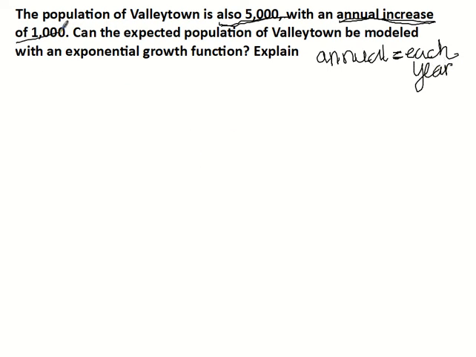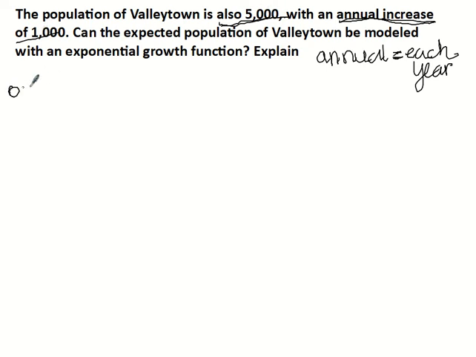And it's an increase of 1,000 annually, every year. Can the expected population of Valleytown be modeled with an exponential growth function? And we would need to explain. So, do we have a rate in this one? No. Do we have a constant ratio? Do we even know what next year is? Well, we do know what next year would be. We would just increase the initial by 1,000.